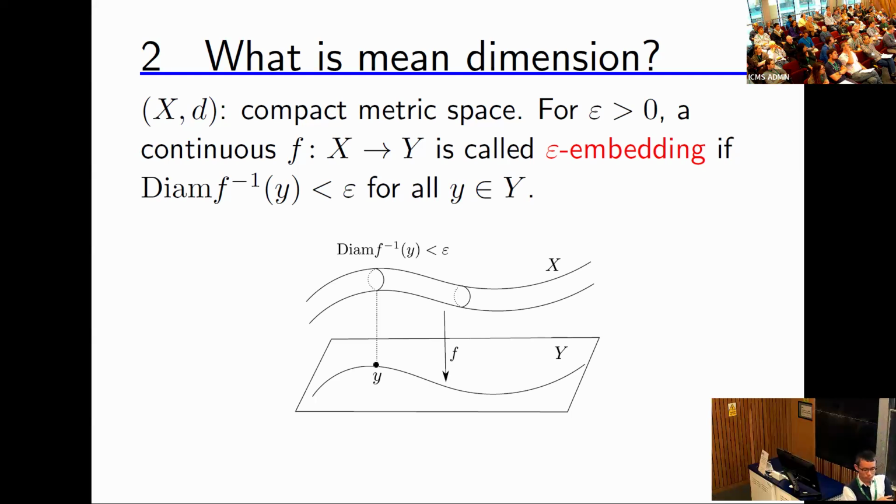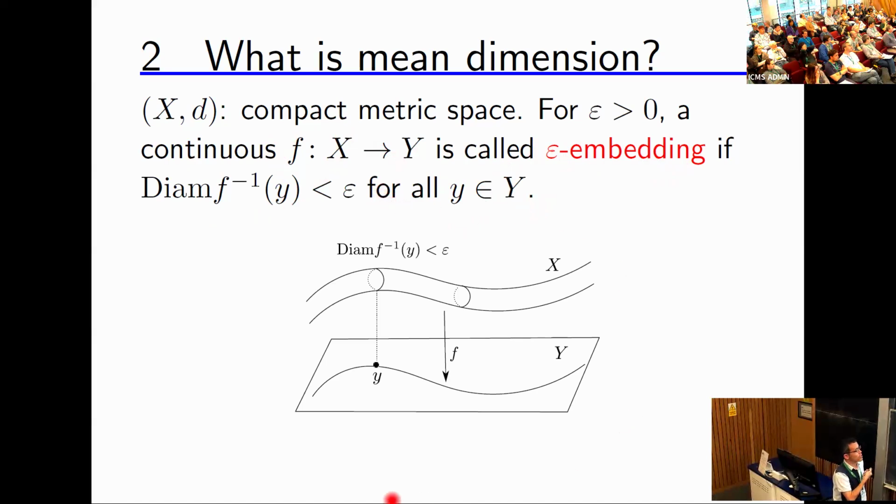What is mean dimension? For explaining the definition of mean dimension, we need to review some old ideas in metric geometry. Let (X, d) be a general compact metric space. Take some positive number epsilon, and let f be a continuous map from X to some topological space Y. Then we call this map f an epsilon-embedding if for any point y in the target space, its fiber has diameter smaller than epsilon.